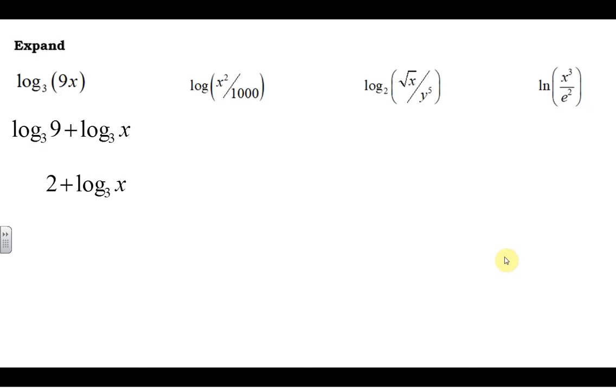We're multiplying, so we can break it up into addition of the two separate pieces. And then if you can evaluate a log expression, you do it. Do you know? It's 2. It was also right there.